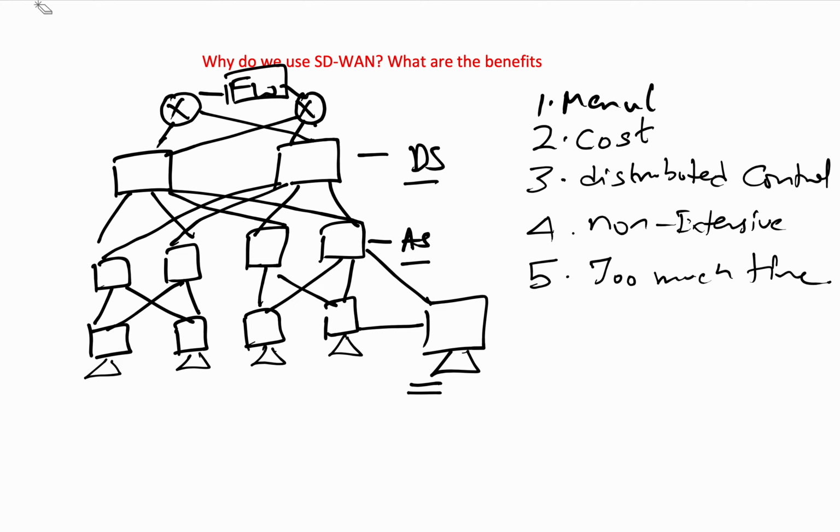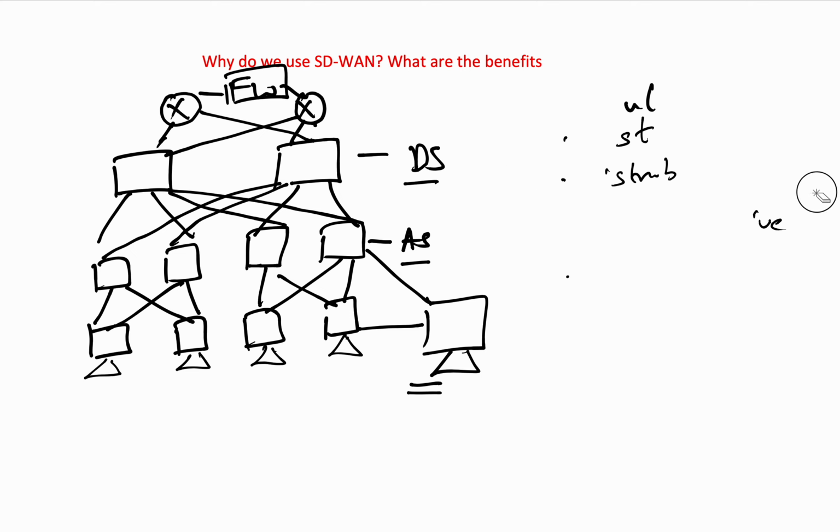Correct? Now, your setup is going to be the same. You don't have to do anything to the setup. But what SD WAN will do for you, and this will again come in the benefits, is give you a centralized control. Your SDN controller, let me just write it. Your SDN controller is here. Or you can say that your SDN controller is here.